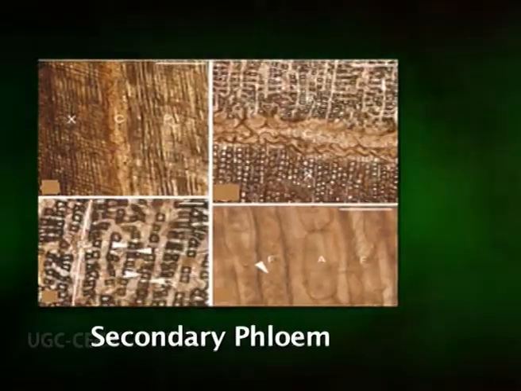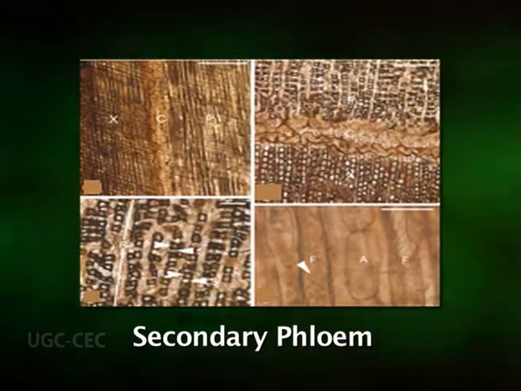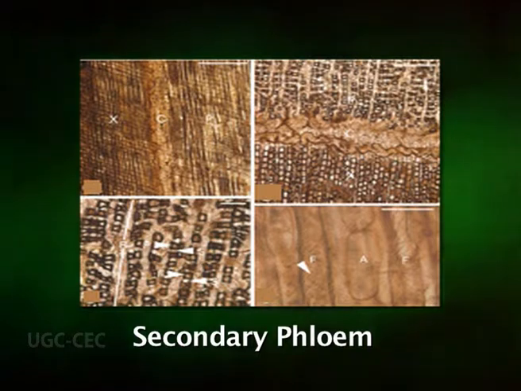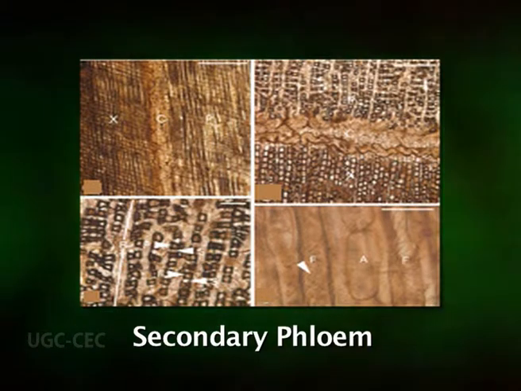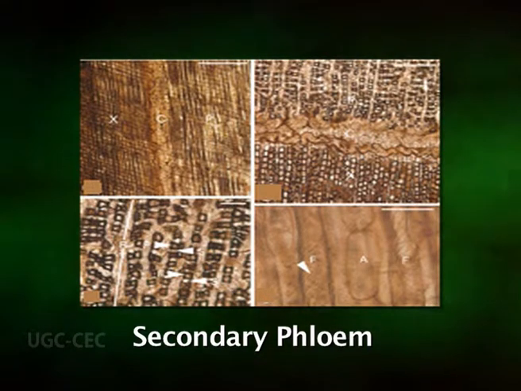The axial system is made up of conducting cells, associated parenchyma cells, companion cells in angiosperms, and phloem fibers. The radial system consists of phloem rays that are continuous with rays in the secondary xylem. The conducting cells, longitudinally elongate, are collectively called sieve elements.